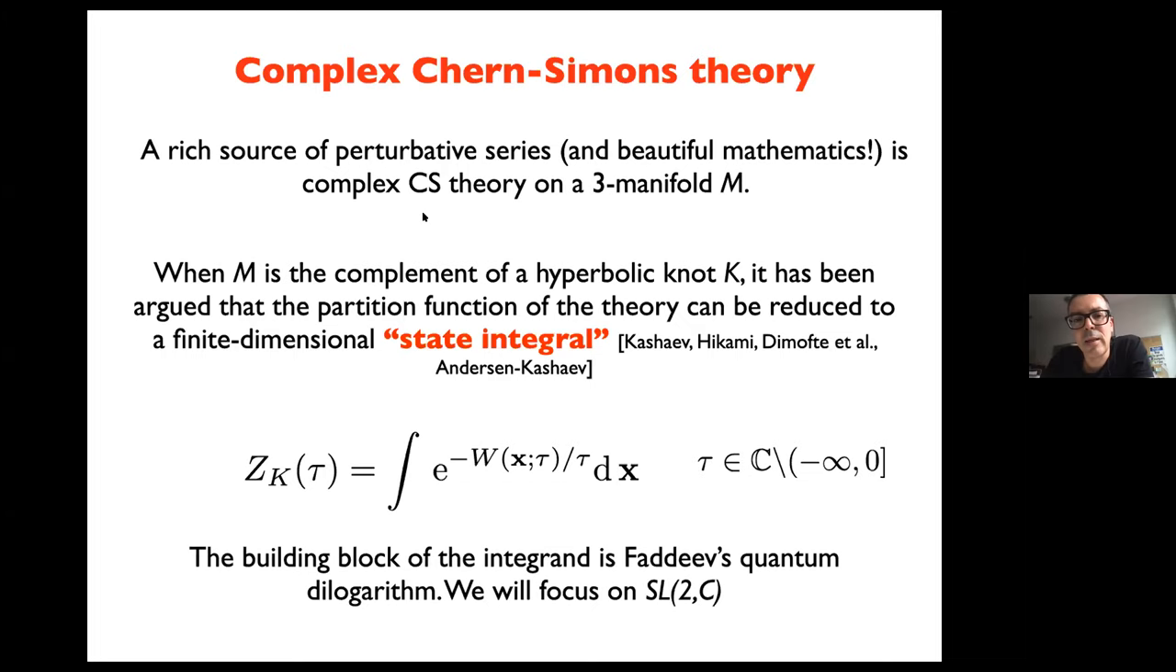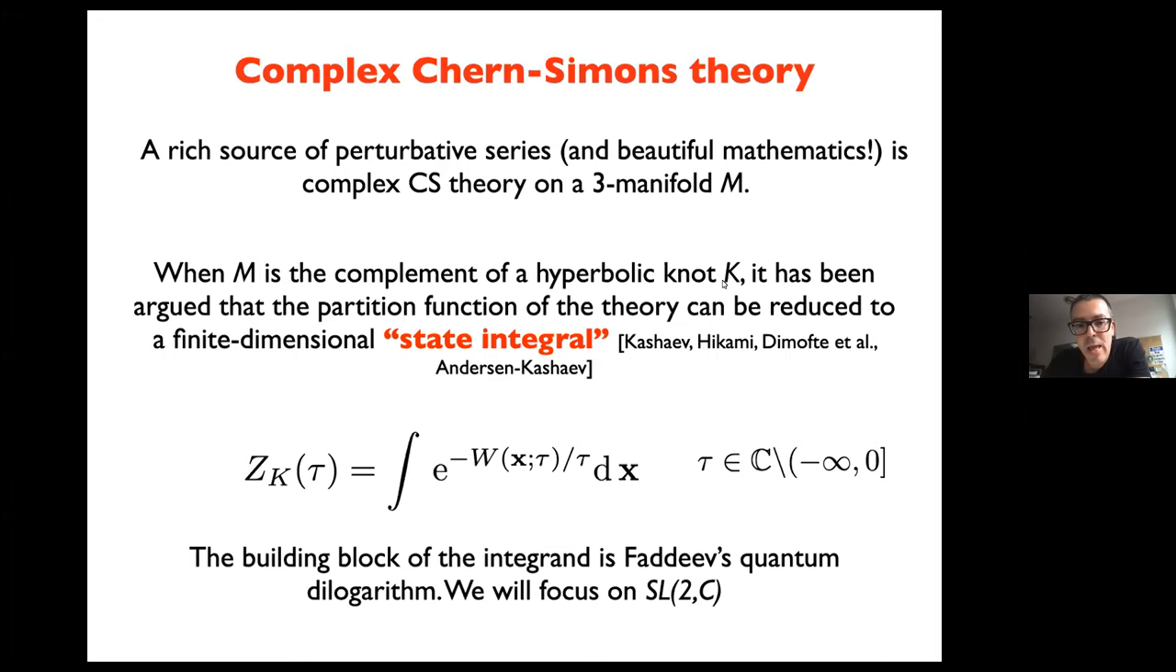And this is the context of Chern-Simons theory, complex Chern-Simons theory on a three-manifold M. And this is a very interesting theory from many points of view, and also from the point of view of the theory of resurgence. Chern-Simons theory is very interesting because it's, on one hand, exactly solvable in many senses, and at the same time, it gives highly non-trivial perturbative expansions. So I'm going to focus on a very specific example, which is complex Chern-Simons theory with gauge group SL(2,C) on the complement of a hyperbolic knot.